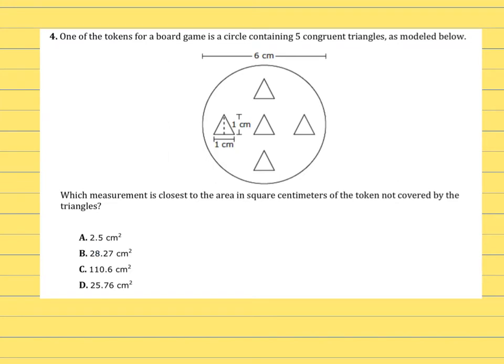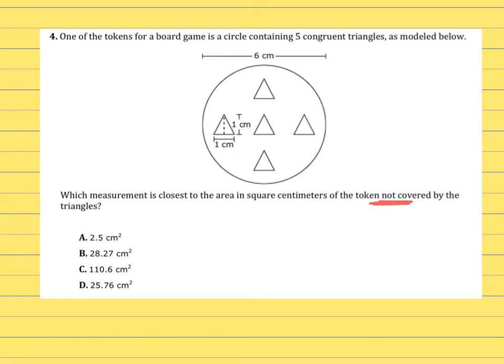Okay, number 4. One of the tokens for a board game is a circle containing 5 congruent triangles as modeled below. So here's my round coin, and in the inside of the circle there are 5 little triangle shapes. Which measurement is closest to the area in square centimeters of the token that is not covered by triangles?